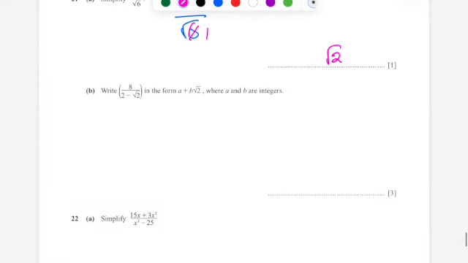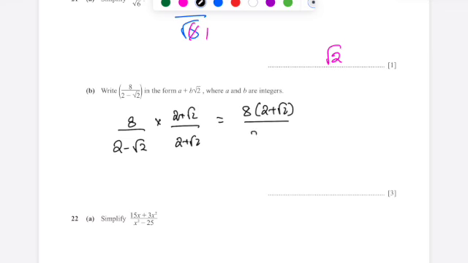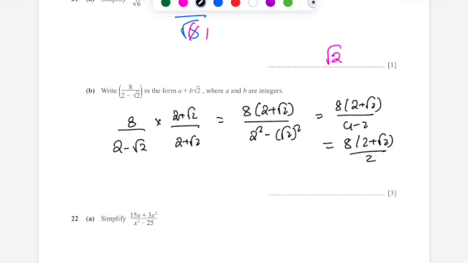Now write down this one as a fraction. So 8 divided by 2 minus root 2, times 2 plus root 2 by 2 plus root 2. So it becomes 8 times 2 plus root 2 divided by 2 square minus root 2 square. 8 times 2 plus root 2 by 4 minus 2. 8 times 2 plus root 2 by 2, which is 4 times 2 plus root 2. That's going to be the answer.